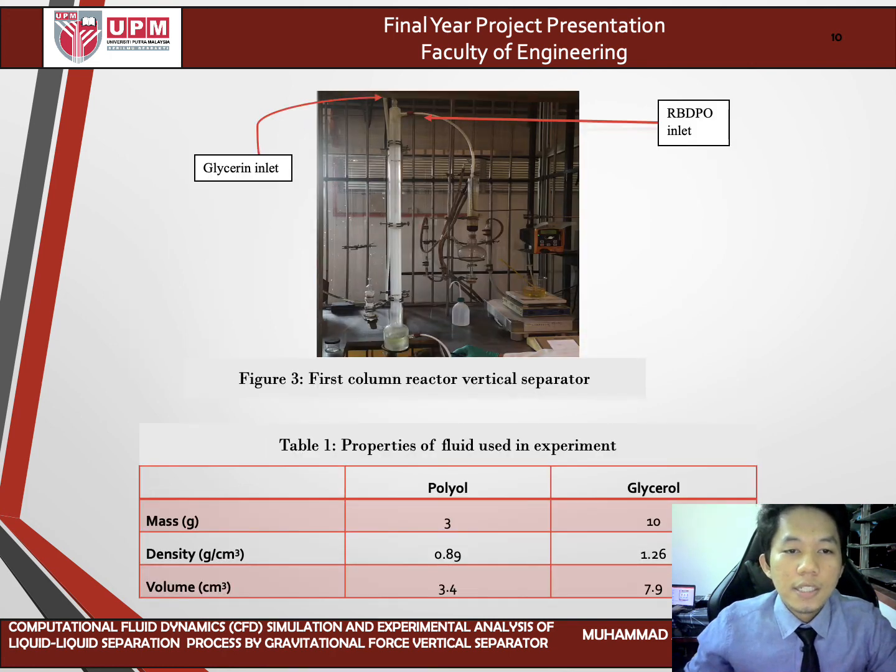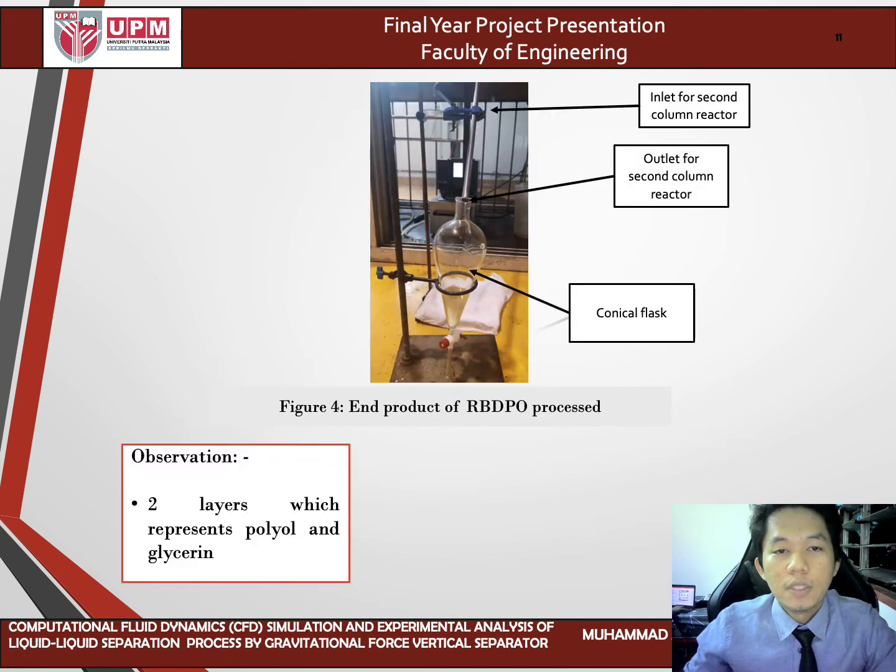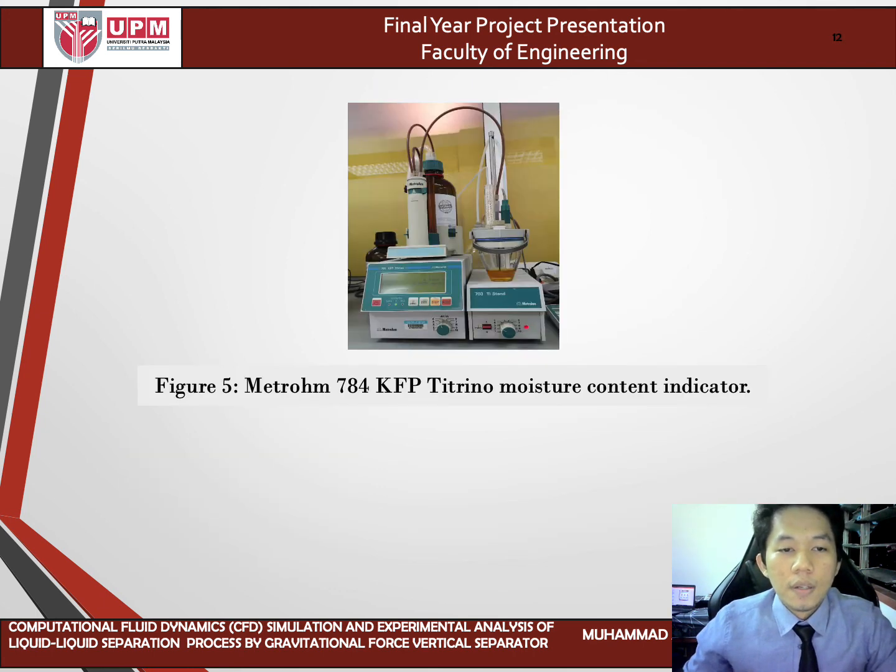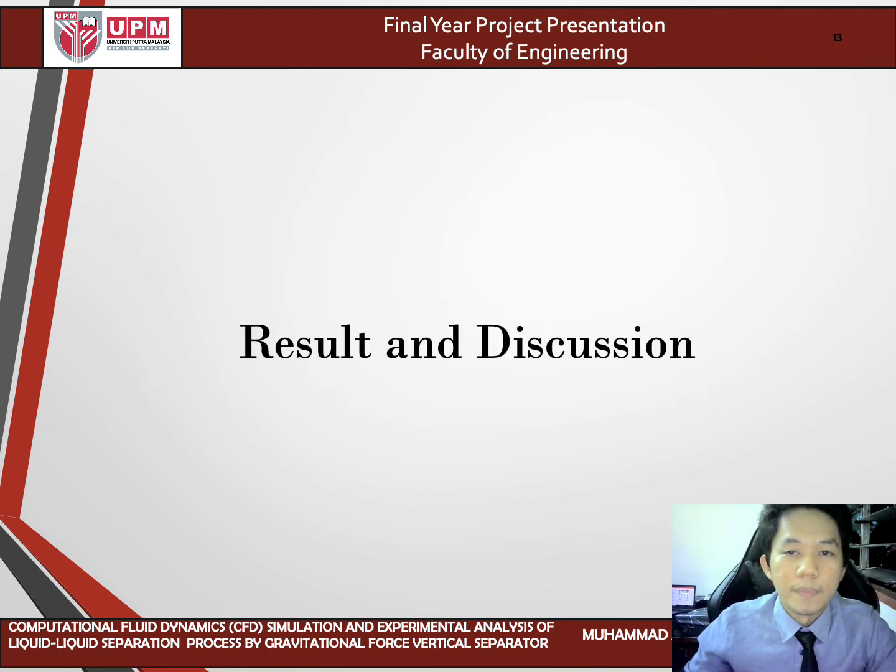Now this is the figure for the first column reactor, and these are the properties of fluid used in the experiment. Then this is the second column reactor. At the end of the process, there are two layers which represent polyol and glycerin. Then the moisture content was determined by using the Metrohm 784 KFP Titrino moisture content indicator.